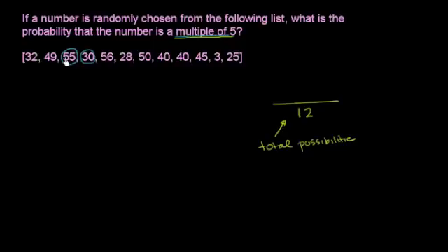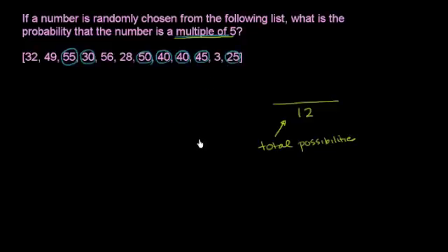That's 6 times 5. 55 is 11 times 5. Not 56, not 28. This is clearly 5 times 10. This is 8 times 5. This is the same number again. Also 8 times 5. So all of these are multiples of 5. 45, that's 9 times 5. 3 is not a multiple of 5. 25, clearly 5 times 5. So I've circled all of the multiples of 5.